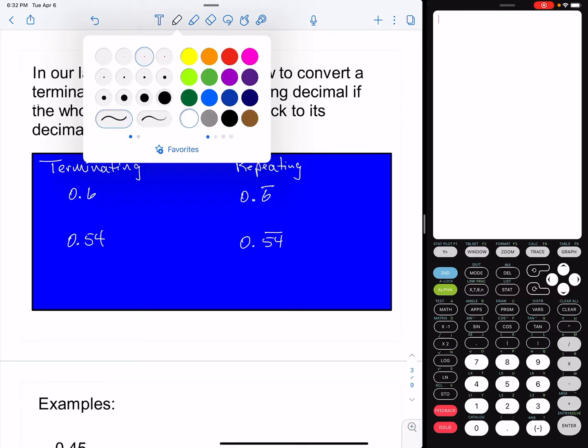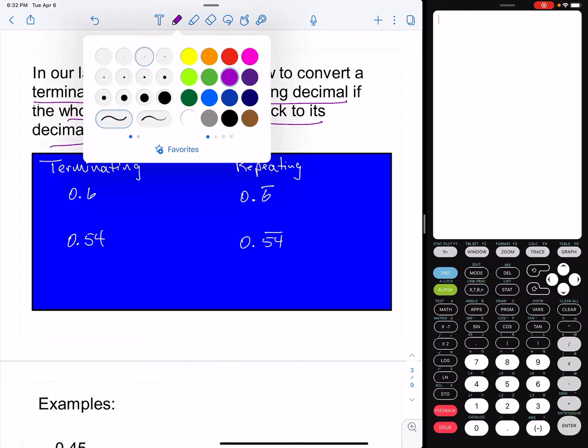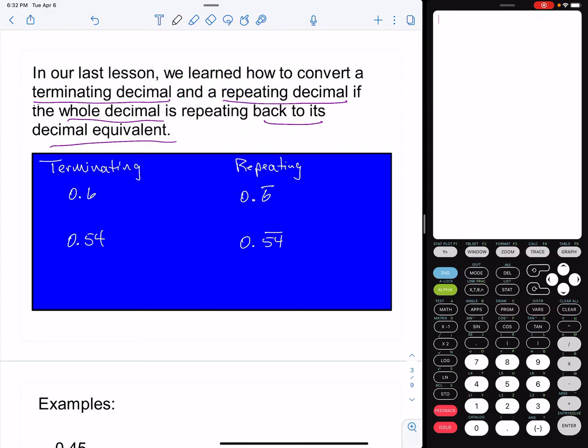Let me change my ink color here real quick. A terminating decimal or a repeating decimal, if the whole decimal is repeating, back to a decimal equivalent. Okay, so that's what we've learned how to do. So here are some example problems.